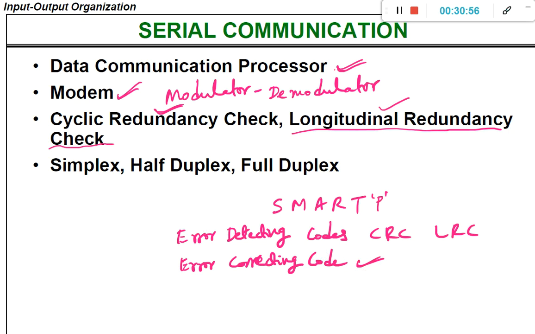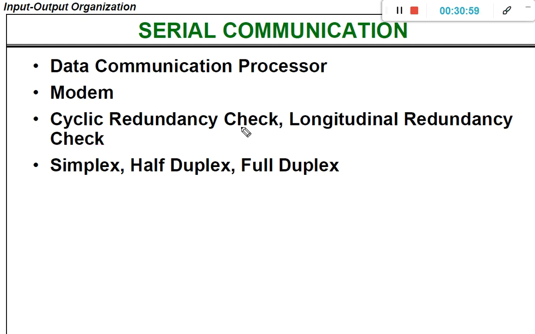Coming to the way of data transmission between the sender and the receiver, there are three different ways of data transmission. The first one is simplex data transmission. Simplex means only one way. We can transmit the data either from sender to receiver or from receiver to sender in one direction only. We cannot send the data from the other direction. The best example is broadcasting.